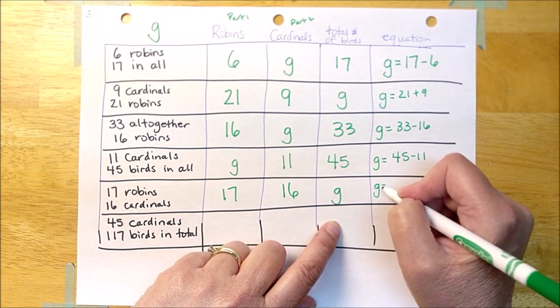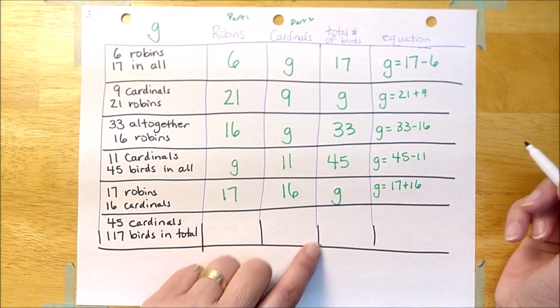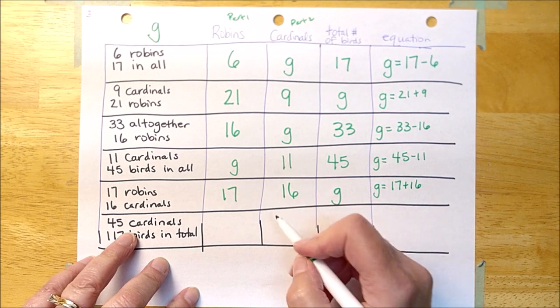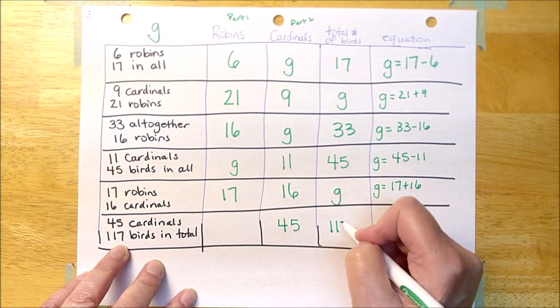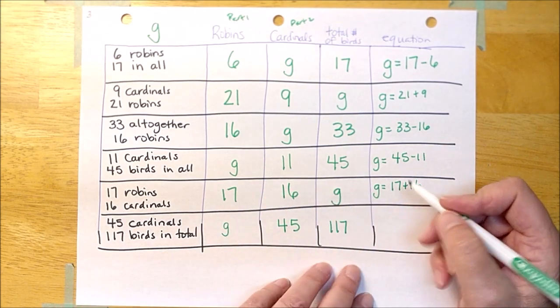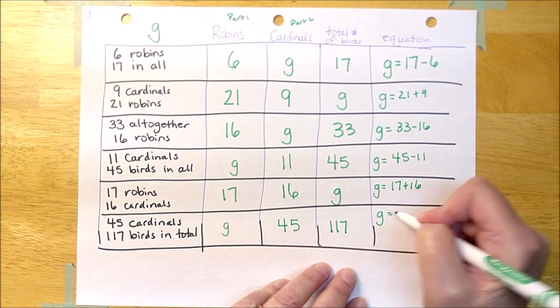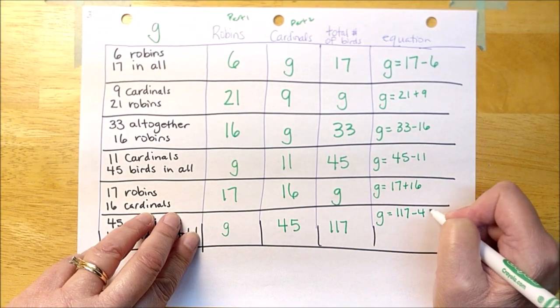So I'm missing my total. For figuring out the total, I do part 1 plus part 2. Here I have 45 cardinals. I have 117 birds in total. So that means I don't know how many robins I have. In order to figure out robins, which is part 1, I have to do total minus part 2.